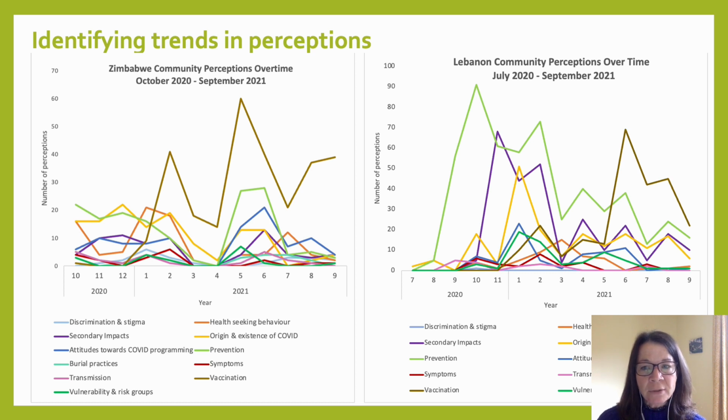So over the course of the research, about 1,000 perceptions were collected in each of the countries. These graphs compare the major trends across Zimbabwe and Lebanon. It is clear that there are some similarities across the two countries. For example, early on, the majority of perceptions related to preventative behaviours and the origin of the disease or its existence. The brown line on both graphs represents perceptions related to vaccines, and as we would expect, this did not emerge as a common trend until January 2021. But from then on, we see it becoming the major theme in perceptions in both countries.